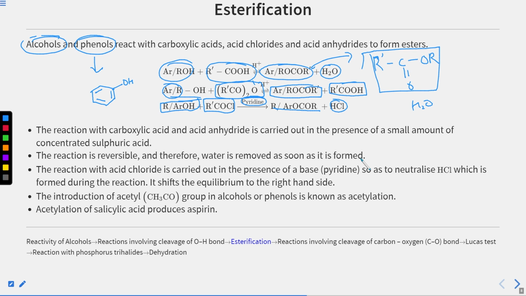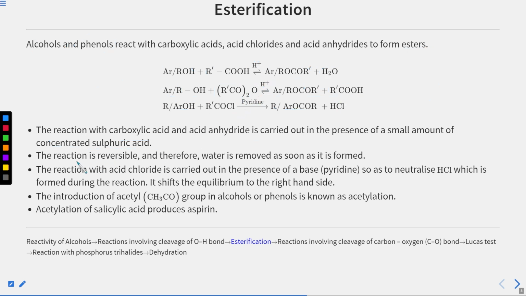Now, again the same statement is written: the reaction with carboxylic acid and acid anhydride is carried out in the presence of a small amount of concentrated sulfuric acid. So both of these reactions involve the use of H plus, and the H plus is facilitated here by H2SO4. Now the reaction is reversible, and therefore water is removed as soon as it is formed. So this H2O is removed. Why? Because you can see a reversible sign here, because water can again attack this ester and do the acidic hydrolysis, and hydrolysis of this ester will give back this thing. So as soon as this water is formed, it is removed.